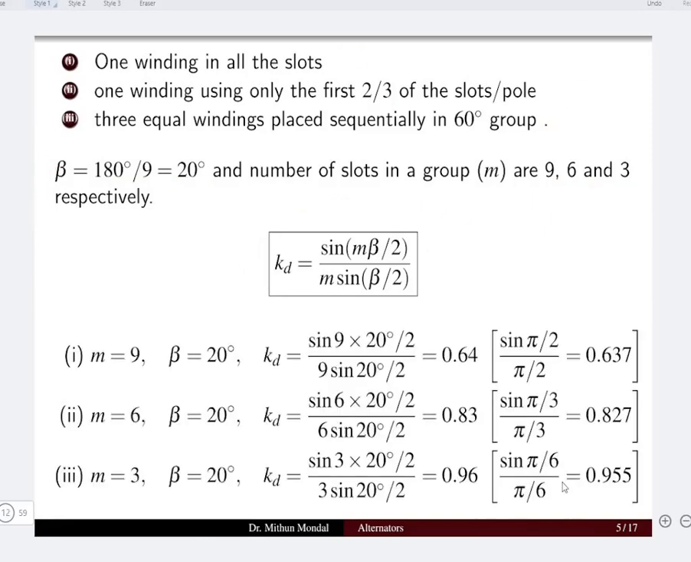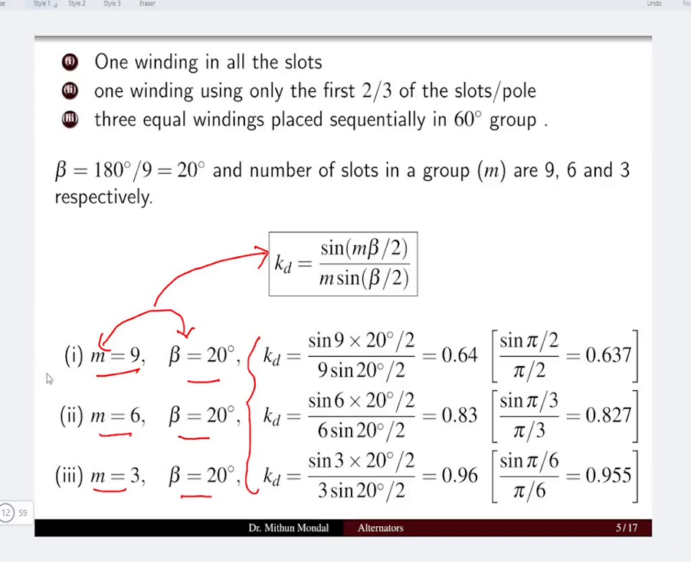And for all the cases we will find one by one what is the corresponding beta and what is the corresponding m for the particular case. Once we know the value of m and beta, we can put these values in the equation of Kd and we can determine the value of Kd for all the cases.